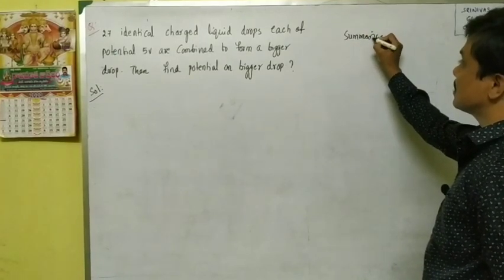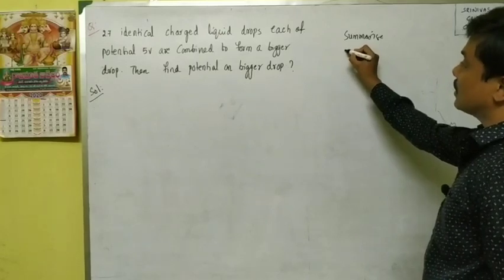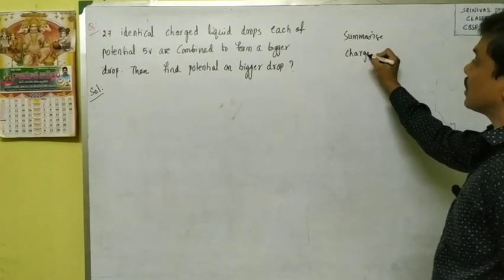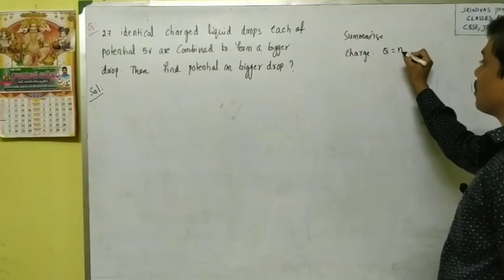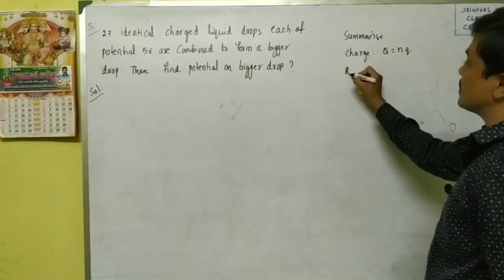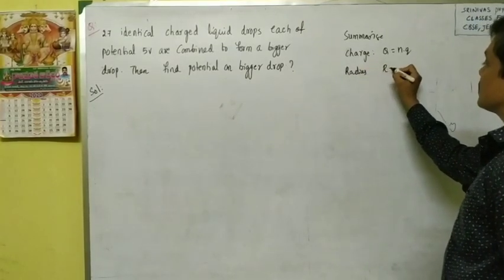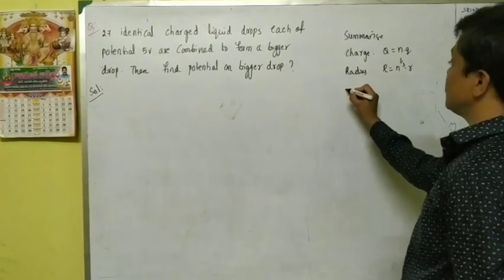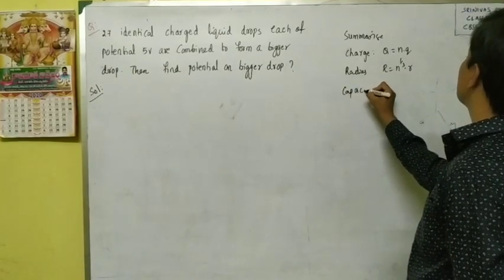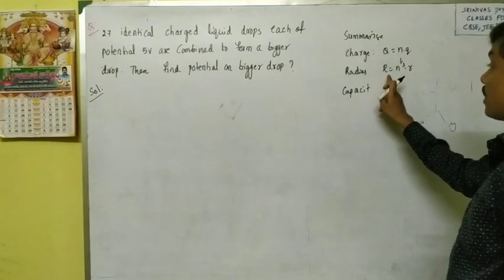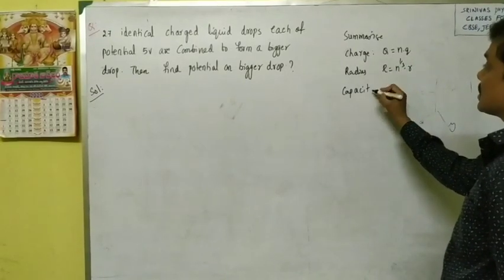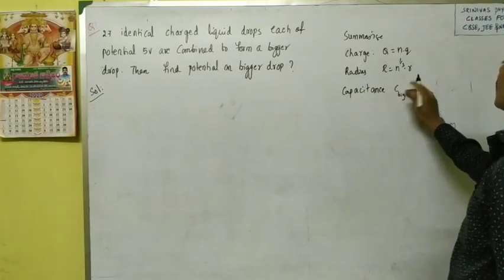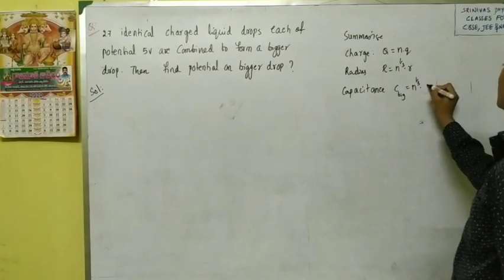When the smaller drops are combined, what happens to the charge on the bigger drop, right? The charge on the bigger drop is n times the smaller charge, and the radius on the bigger drop is n power 1 by 3 times the radius on the smaller drop, right? And the next, capacitance. Because capacitance is proportional to radius, 4 pi epsilon naught r, as r changes, the capacitance changes. The capacitance on the bigger drop is equal to n power 1 by 3 times the capacitance on the smaller drop.